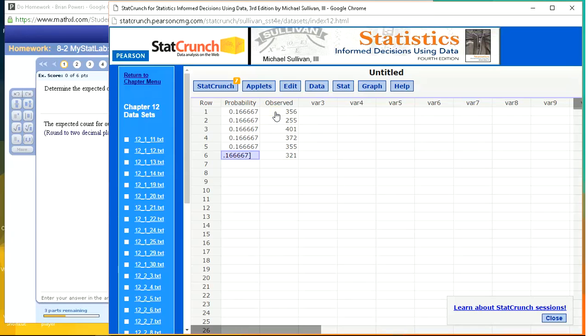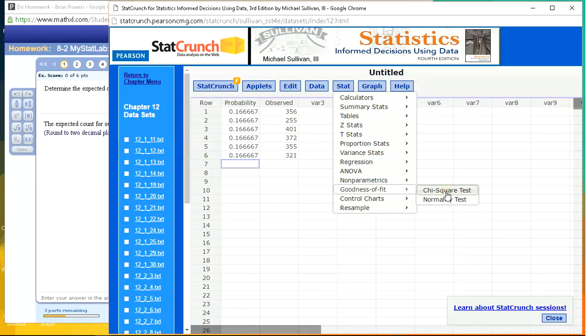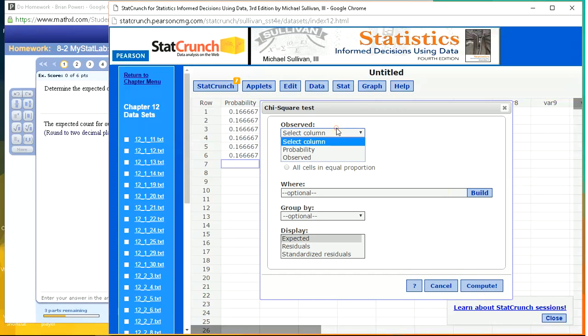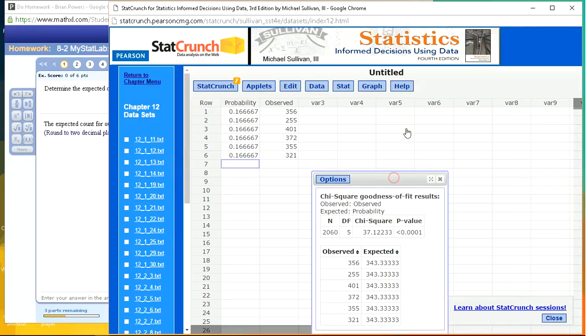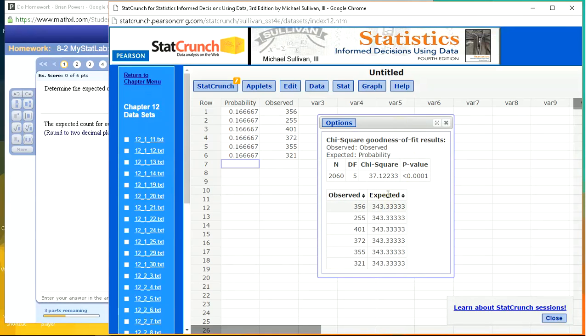Okay. Oops. I'm going to go back to that goodness of fit. So yep, that's what I want. Observed is the observed column, and the expected is in the probability column. And let's compute. So this is what it tells me. For each of these outcomes, I would have expected something based on this n. This 2060 says that I rolled the die 2060 times. It just added up all of the numbers in this column.